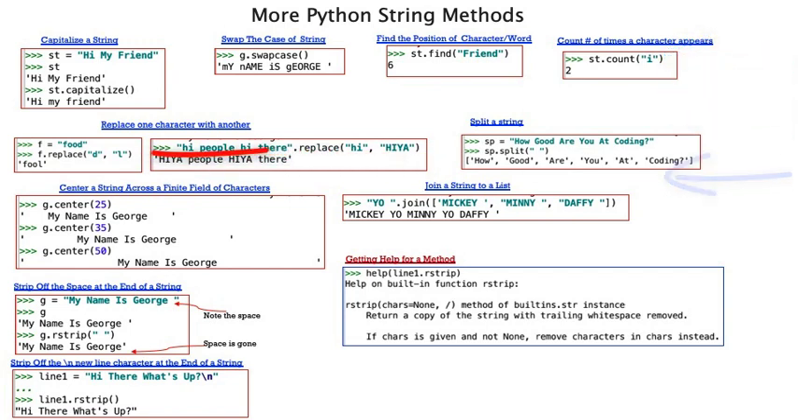You can replace one character with another. So in the case of the word food, if I want to replace the D with the L, food quickly becomes fool. You can replace high with higher in this particular example here. You can split a string. So I have the string, how good are you at coding? And in between the words, of course, is white space. And if I do a split on white space, now you see that I get just those words extracted. That could be useful for the right application.